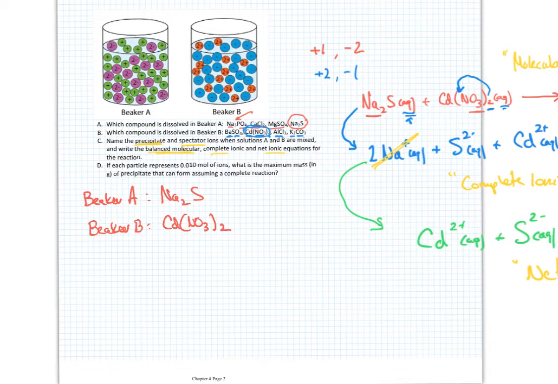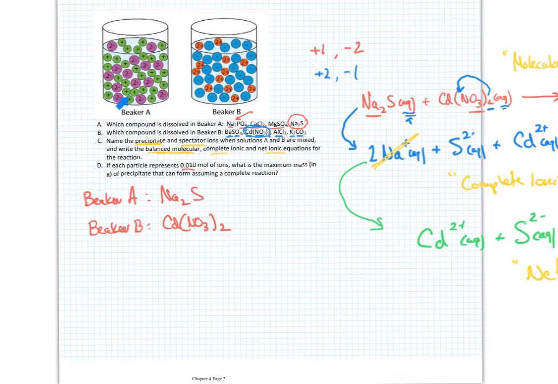Okay, and we also know that each one of these particles, each one of these circles represents 0.01 moles of ions. So we're going to need to do a little bit of counting here, and probably the easiest way to do this is to count the one that is the least in here. So in this case, there are fewer sulfide ions than there are sodium ions. There's twice as many sodium ions as sulfide. So it's probably going to be easier to count the sulfide ions.